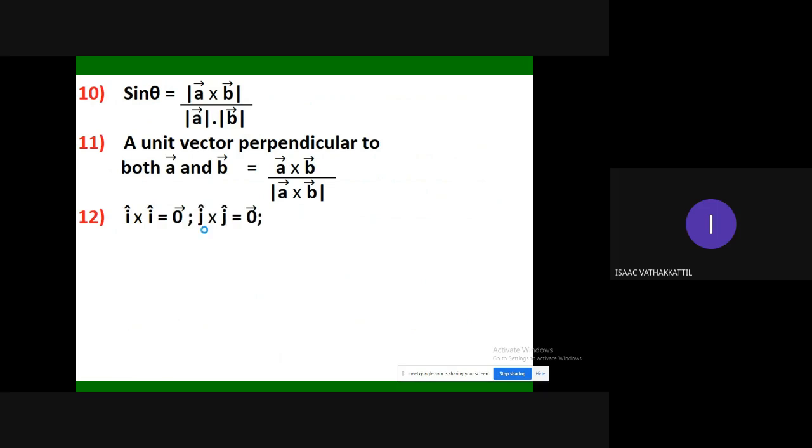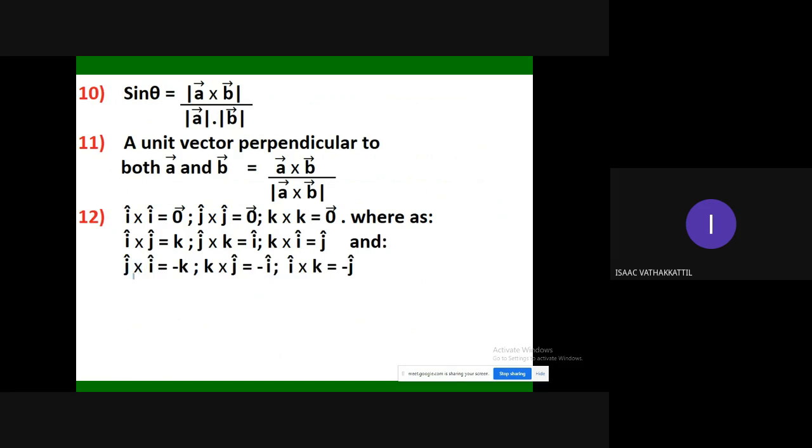I cross I is 0, J cross J is 0, K cross K is 0. Whereas I cross J is K, because magnitude I into magnitude J into sine theta into vector perpendicular to I and J, that is K. I cross J is K, J cross K is I, and K cross I is J. And J cross I is minus K, K cross J is minus I, I cross K is minus J.